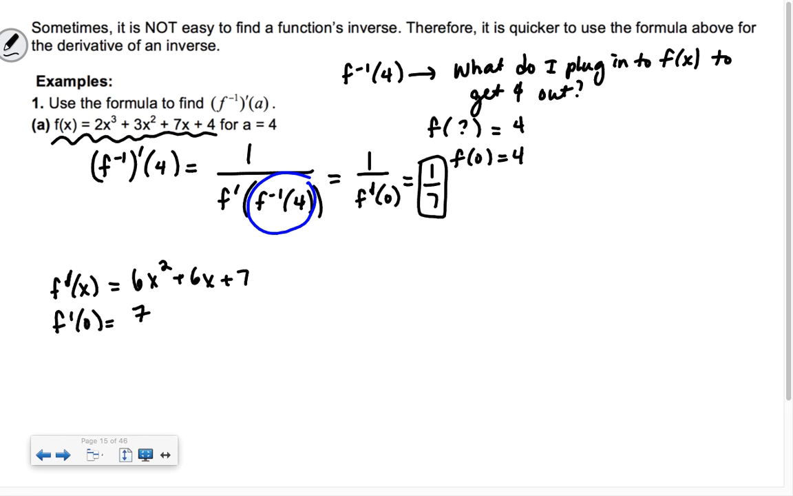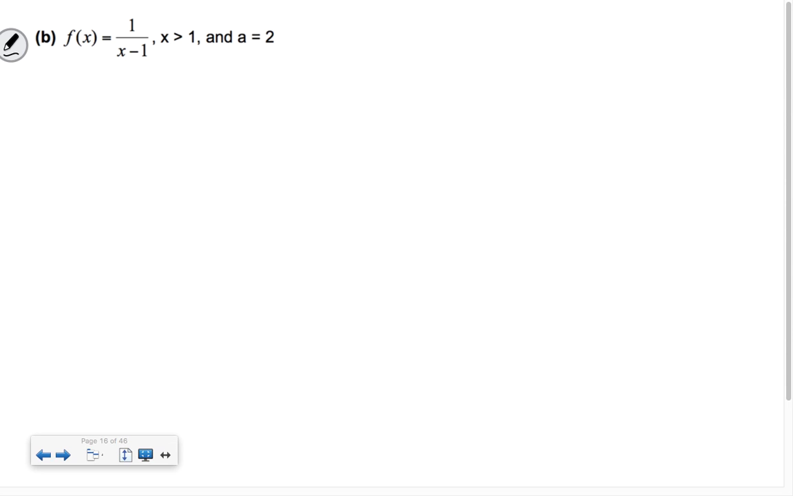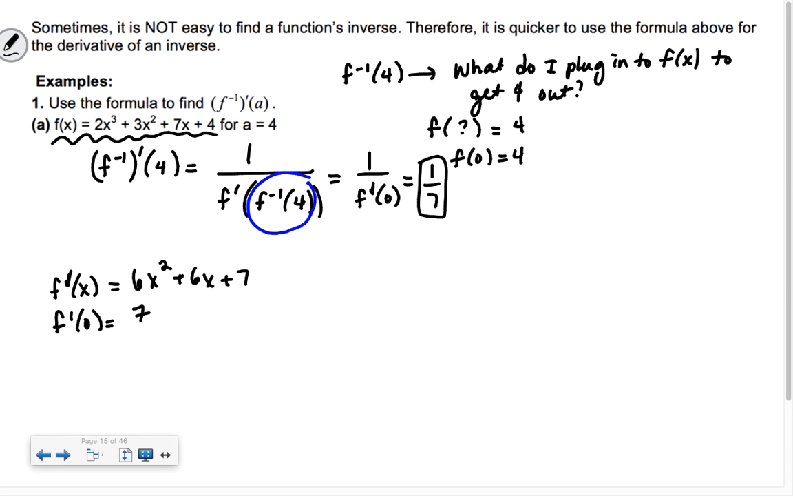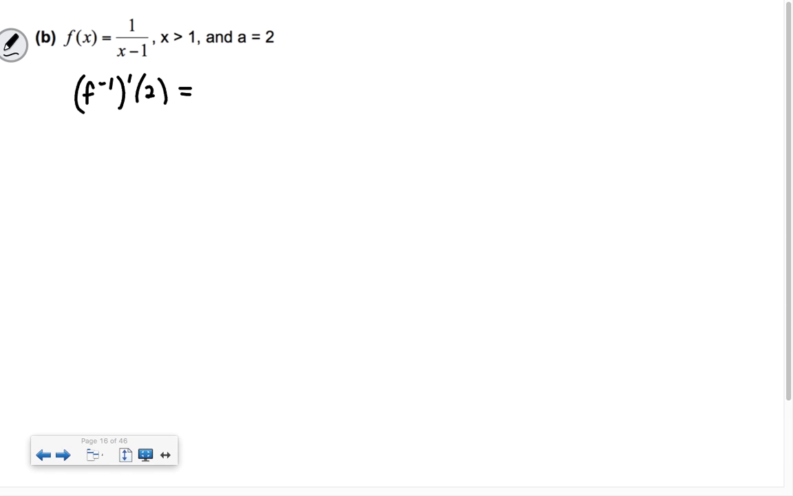All right, so let's try another one. So we want to find f inverse prime of a. So the derivative of the inverse. Okay, f inverse prime of 2. All right, so we do that by doing 1 over. Do you guys remember what I said? Switch the prime and the inverse. So we're going to do f prime of whatever f inverse of 2 was.